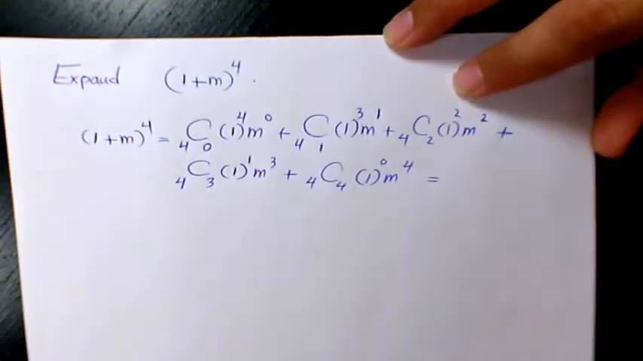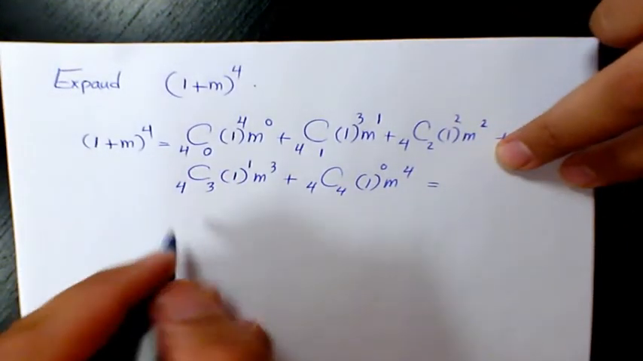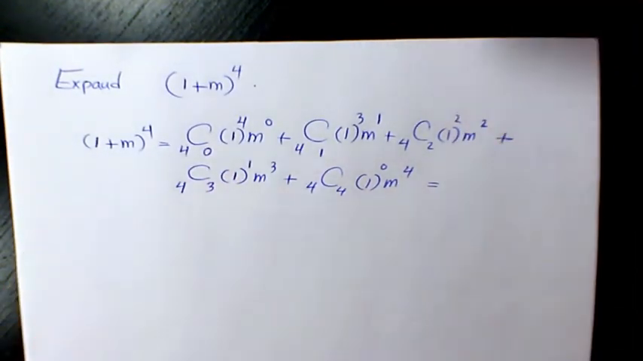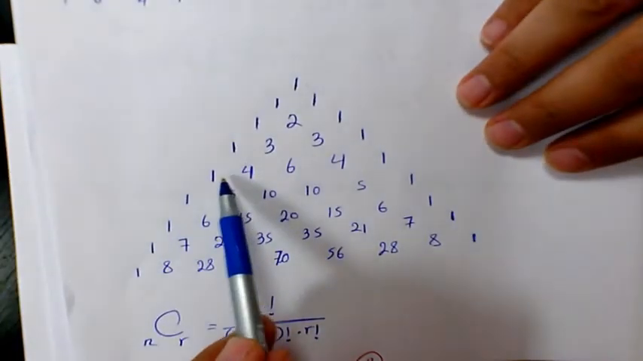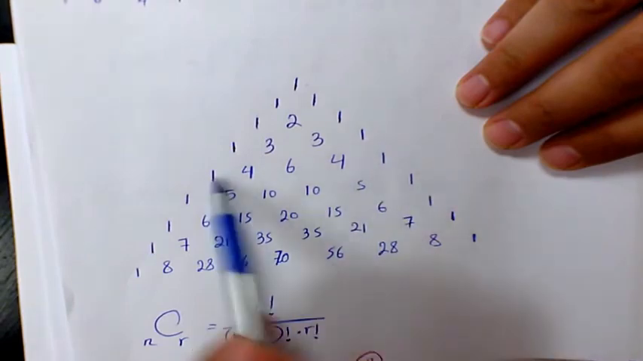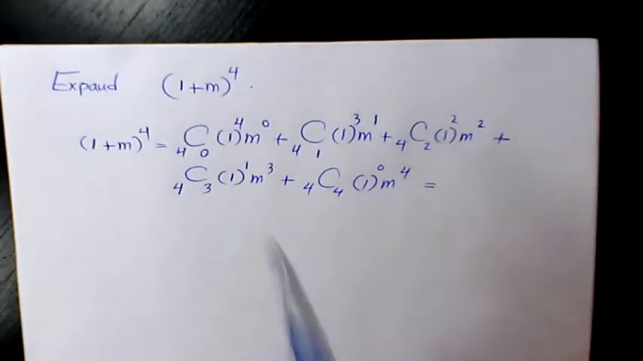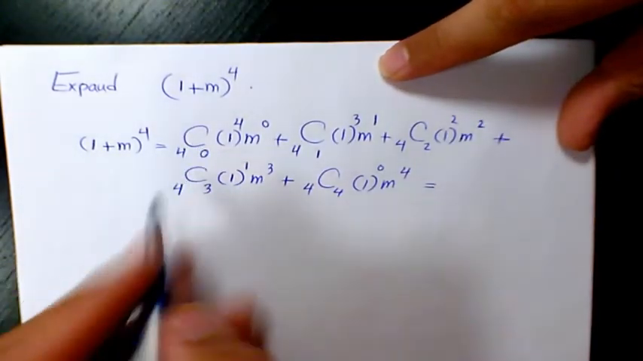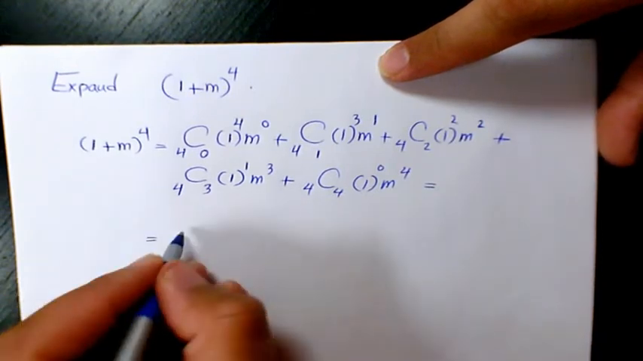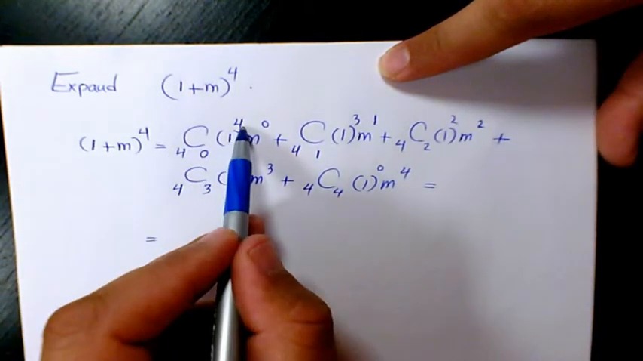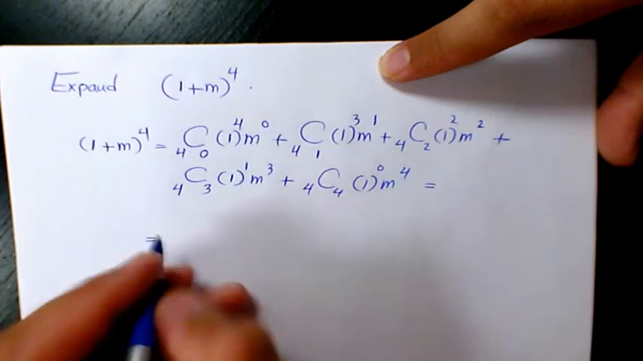When you simplify it, the first one is going to be 1. Again, you need to calculate it or you need to use Pascal's triangle, which is 1, 4, 6, 4, 1. These are the 5 coefficients. So when you substitute it here, it's going to be 1 times 1 to the power of 4 times m to the power of 0. That's going to be just 1.